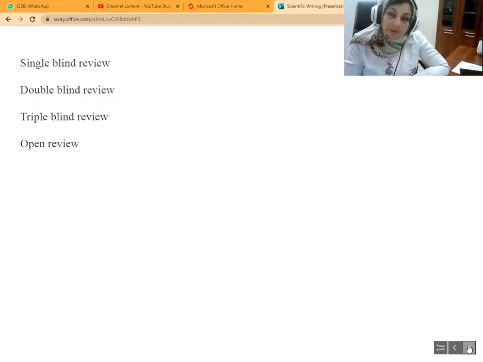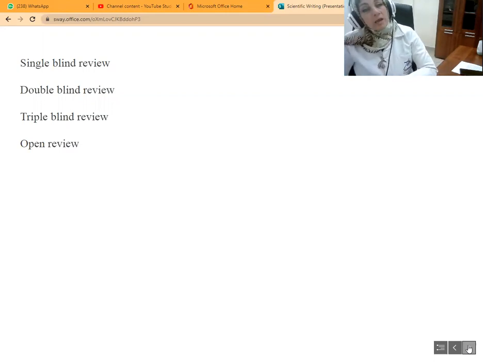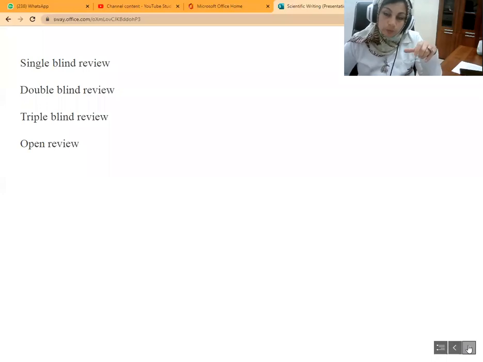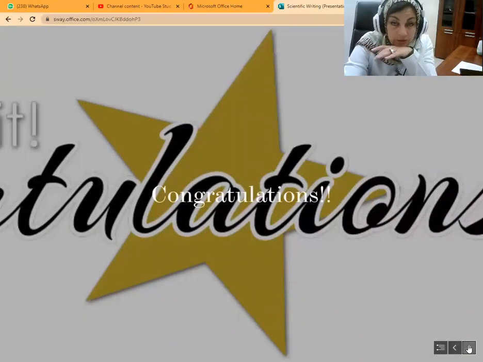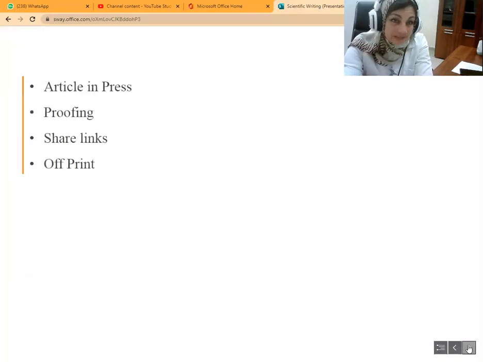And when it's ready for publication, it becomes indexed. A number of sites do that, like for example, MedEdPublish. It does this open review process, and it's very useful and it's very educational, by the way. Congratulations, now your paper is accepted.